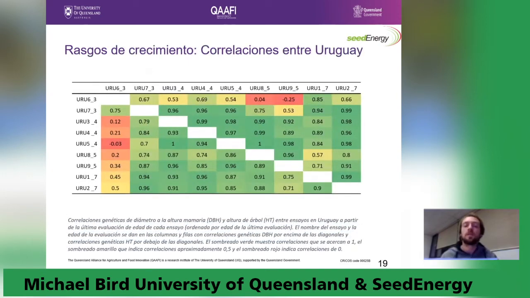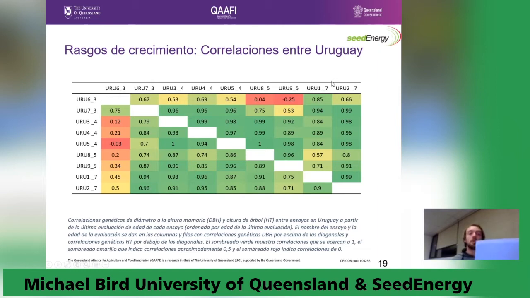So now focusing on trials within Uruguay, these are the genetic correlations between the trials within the country, with the top right values being DBH and the bottom left height. And here they are ordered from age of their latest assessment, from 3 years on the left, up here, through to 7 years being the oldest assessment.